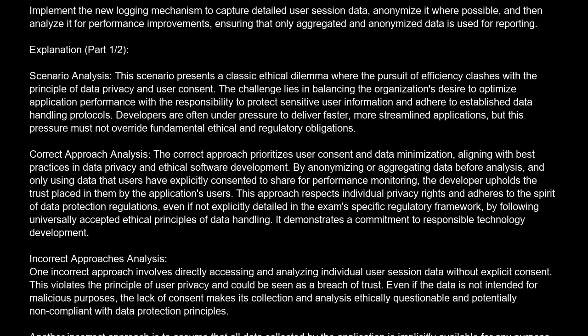Incorrect approaches analysis. One incorrect approach involves directly accessing and analyzing individual user session data without explicit consent. This violates the principle of user privacy and could be seen as a breach of trust, even if the data is not intended for malicious purposes. The lack of consent makes its collection and analysis ethically questionable and potentially non-compliant with data protection principles. Another incorrect approach is to assume that all data collected by the application is implicitly available for any purpose, including efficiency studies.